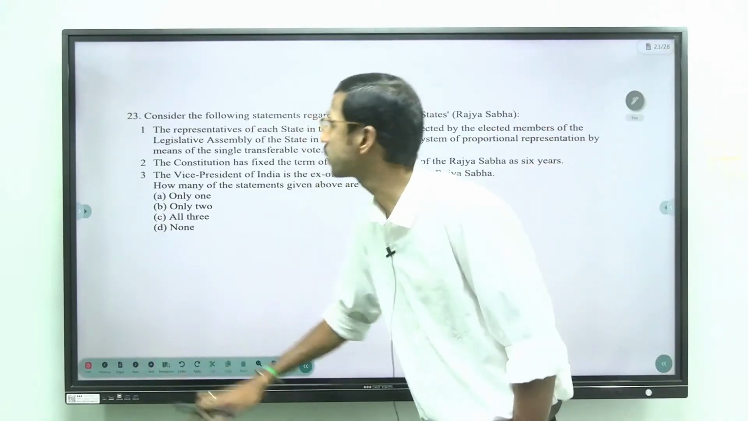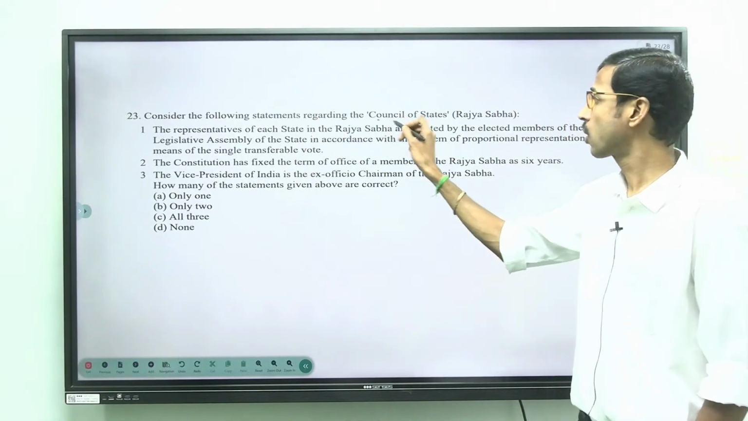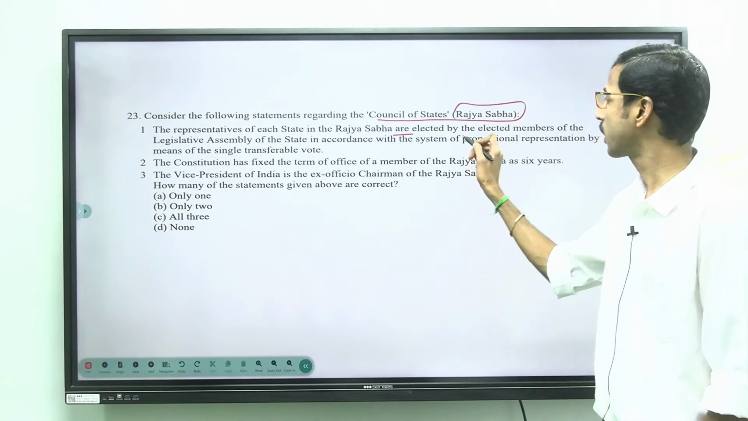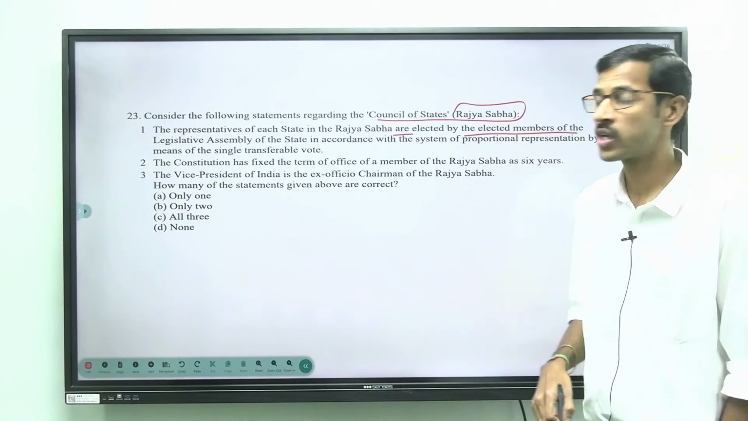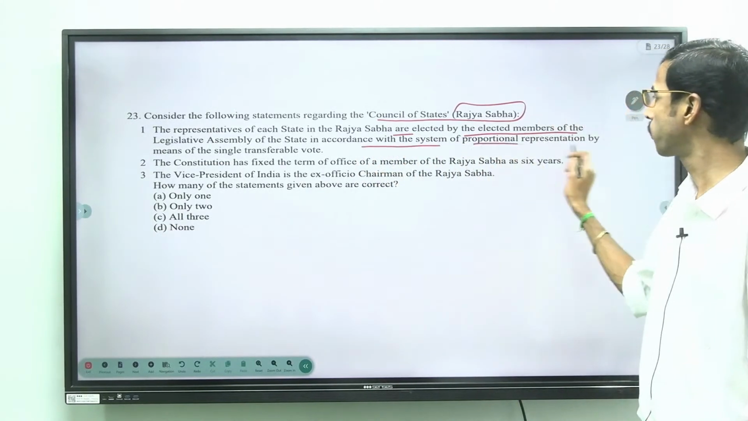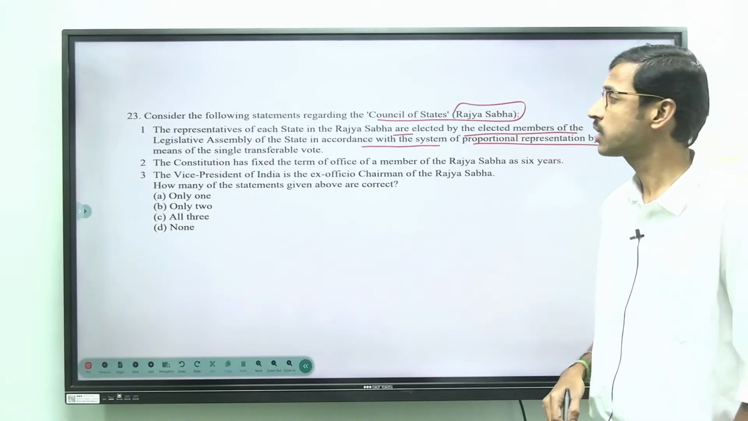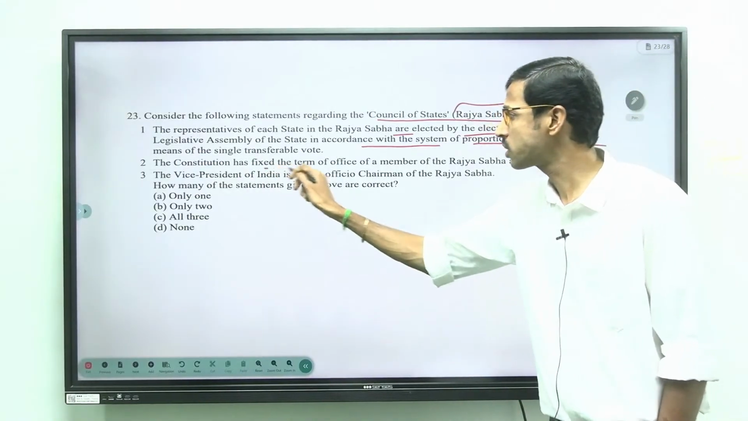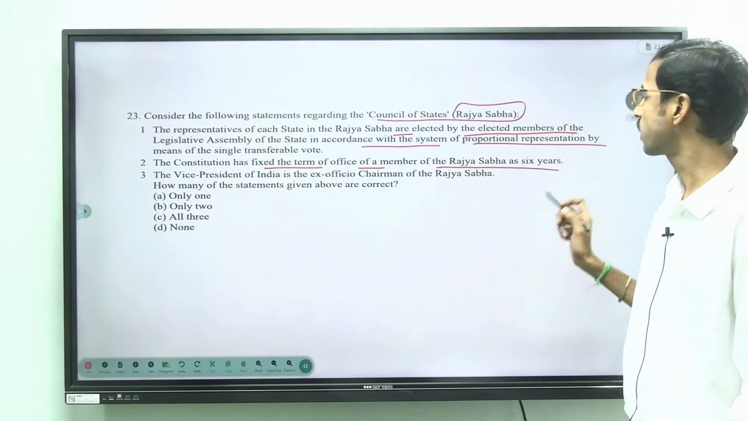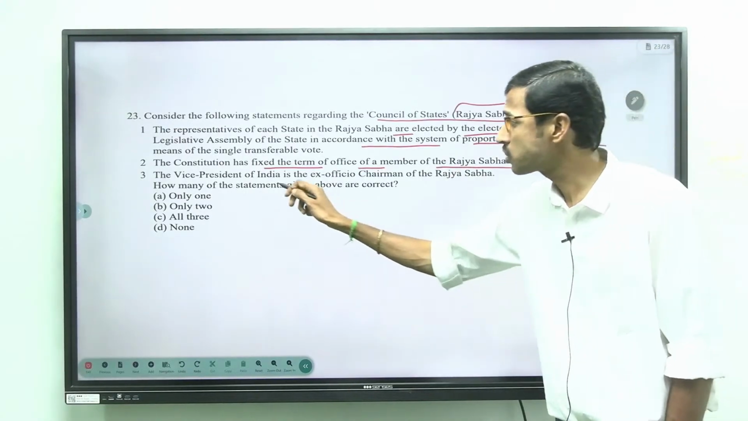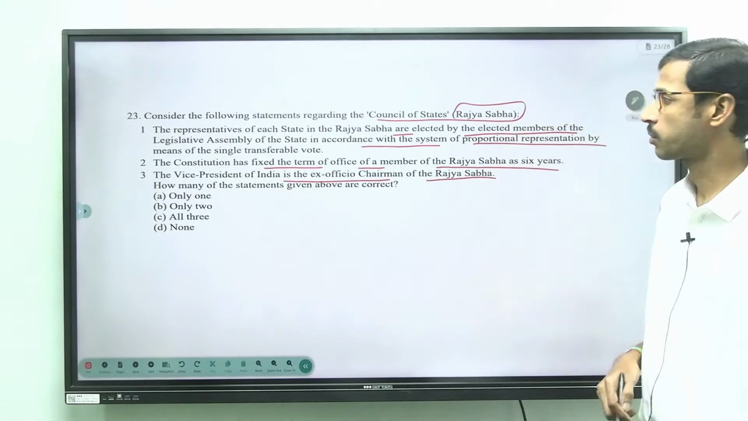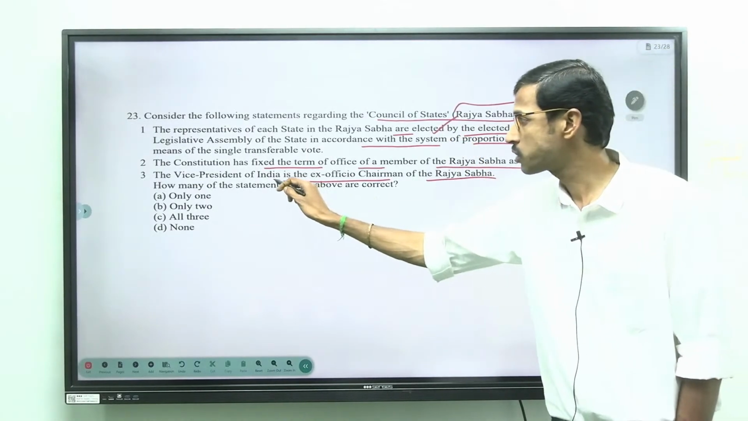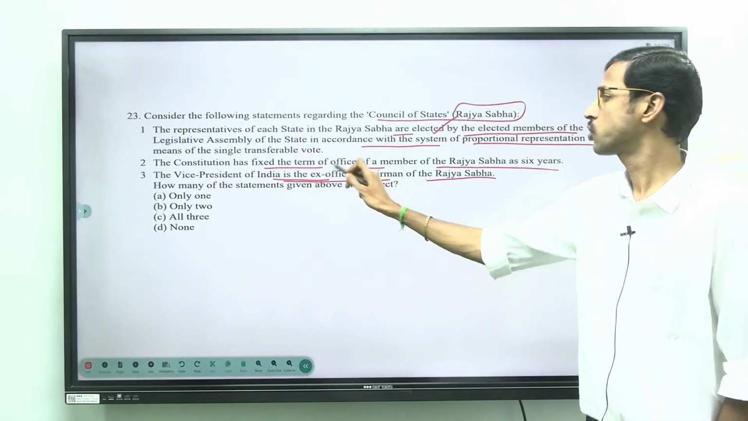Next, consider the following statements regarding the Council of States, meaning Rajya Sabha here. Representatives of each state in Rajya Sabha are elected by the elected members of the Legislative Assembly of the state in accordance with the system of proportional representation by means of the single transferable vote. This is correct. Apart from that, the Constitution has fixed the term of office of a member of the Rajya Sabha as 6 years. The Vice President of India is the ex officio chairman of the Rajya Sabha. These are the three statements, and this is the correct statement: the Vice President of India is the ex officio chairman of the Rajya Sabha.